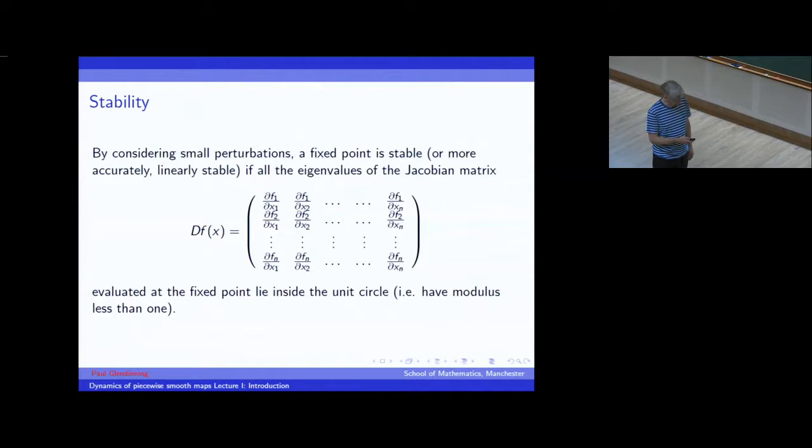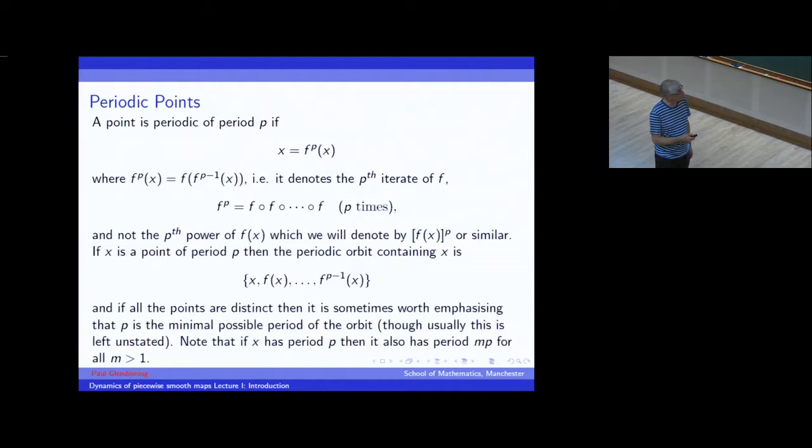And periodic points. Okay, a point is periodic. So I'm going to use f^p. I'm sure you've seen this billions of times, but I'm going to say it anyway. f^p is the pth iterate of the map. It's f of f^(p-1), or f after f after f, p times, not the power of f(x), which I'll denote f(x)^p. So a periodic orbit is just a finite set, x, f(x), up to f^(p-1)(x), such that f^p(x) = x. So you just cycle through these as you go through.